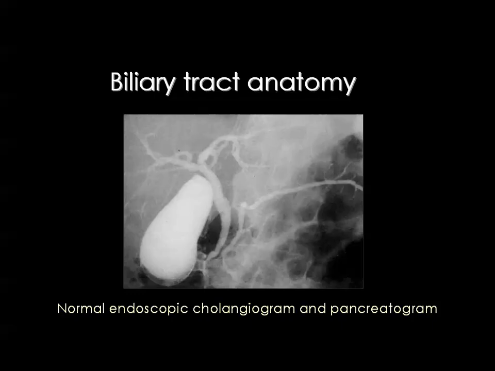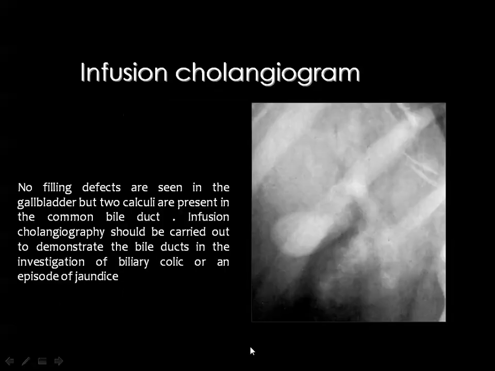Then this is the normal ERCP anatomy of the biliary system, and you see this is the common bile duct, and these are the intrahepatic biliary radicals, and this is the main pancreatic duct. And the infusion cholangiogram was performed in the era before CT and MRI, and you can appreciate the very bad quality of the radiograph. We used to inject a contrast media by infusion known as biligrafin, and after some time we radiograph the region of the gallbladder and the liver.